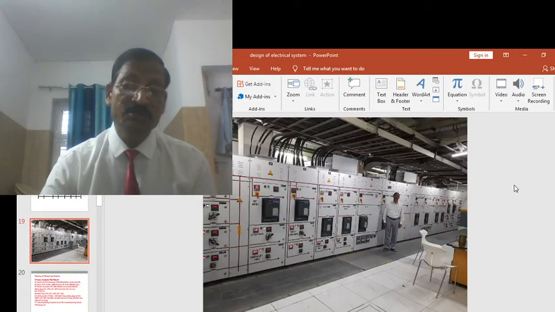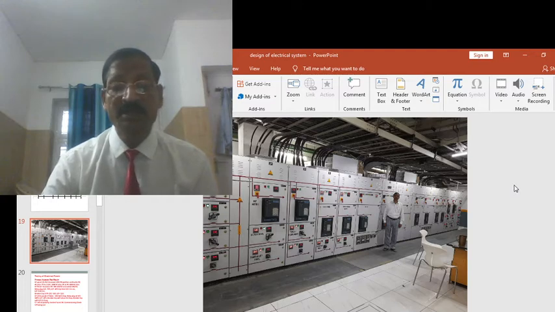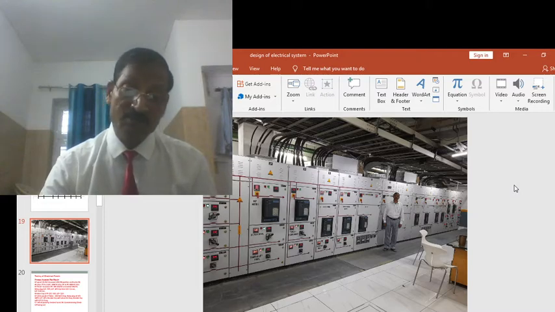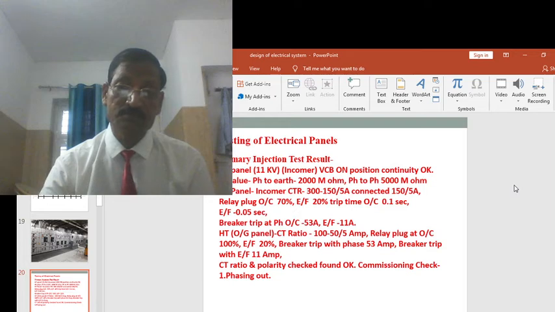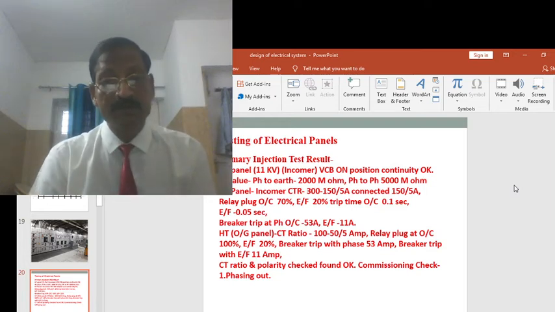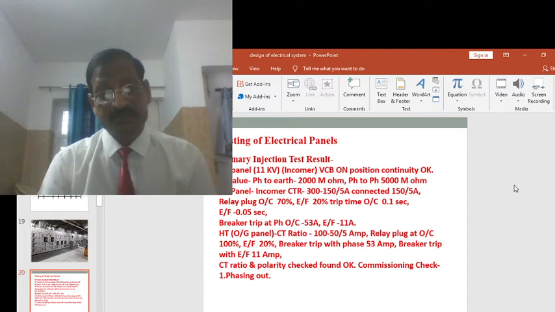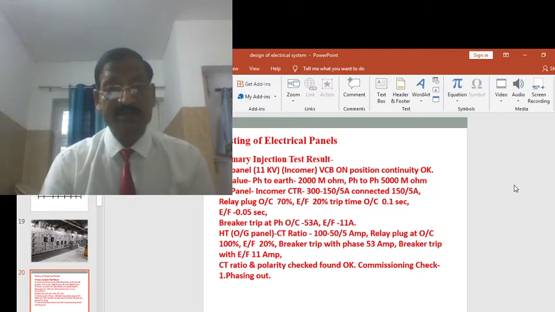This is one of the main LT panels used in the building, and from the LT panels we give supply to all the panels lying at different locations of the building. Testing of electrical panel. Whenever there is an electric panel, first we test it. This is the primary injection test result of 4 HT panels.